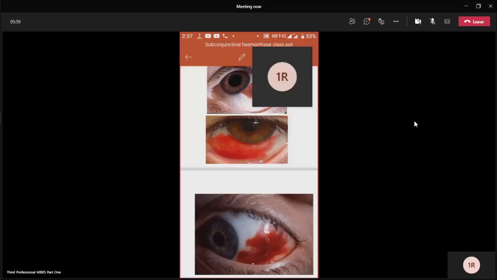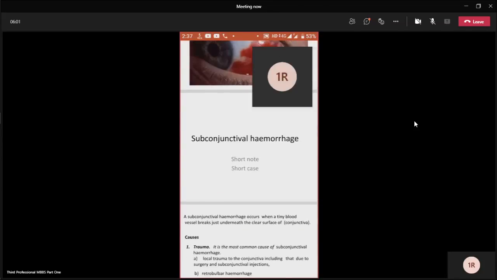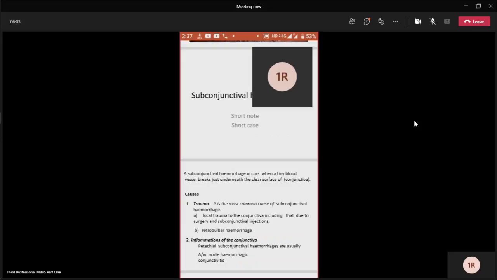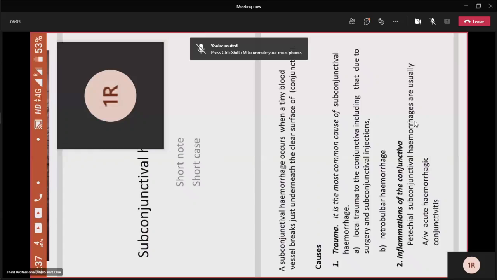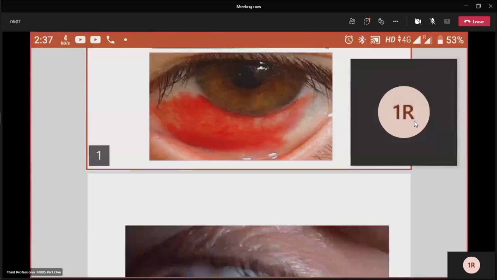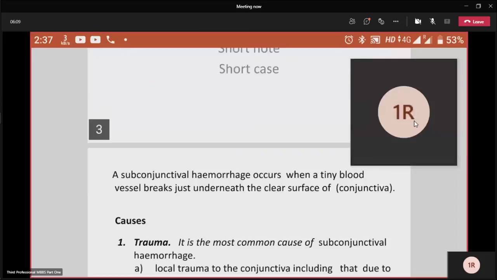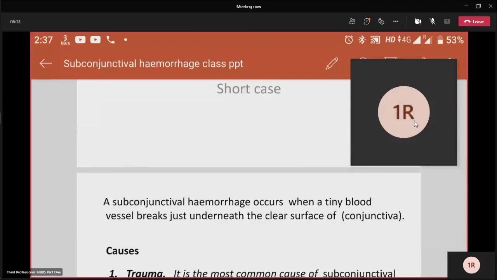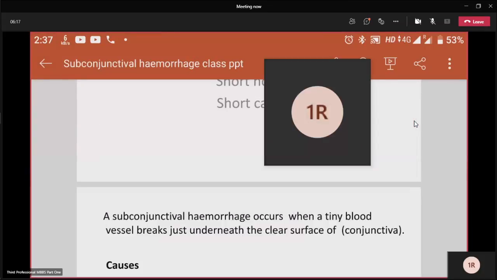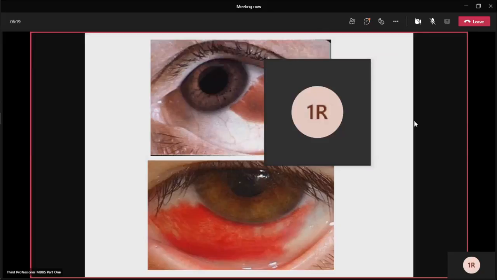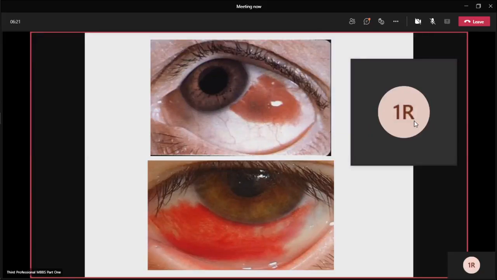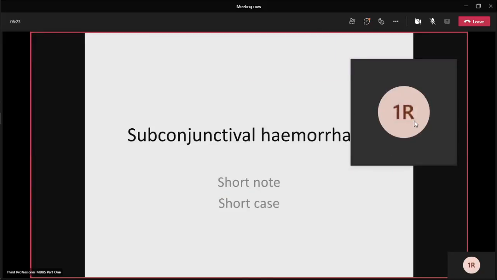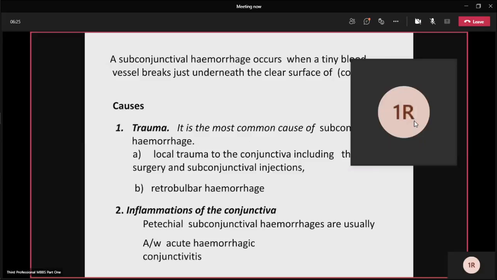So how will we define a subconjunctival hemorrhage? Simply, it is a hemorrhage which occurs when tiny blood vessels break just underneath the clear surface of the conjunctiva. Now, what are the causes?